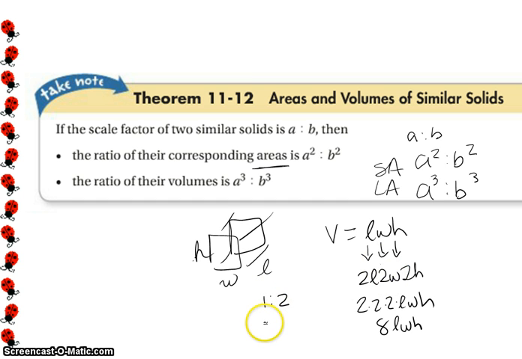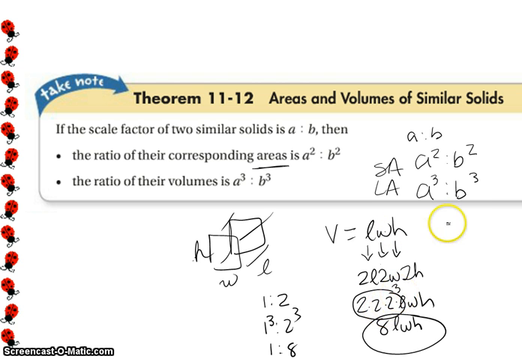So you can see what happened is if my ratio was 1 to 2, which is what I did here, then my scale factor for volume is going to be 1 cubed to 2 cubed, which is 1 to 8. And it's logical to see why that happened, because I took my scale factor and it's happening 3 times, because volume is a length times width times height kind of measure. It's a 3-dimensional measure, so it's logical that that would be the case.